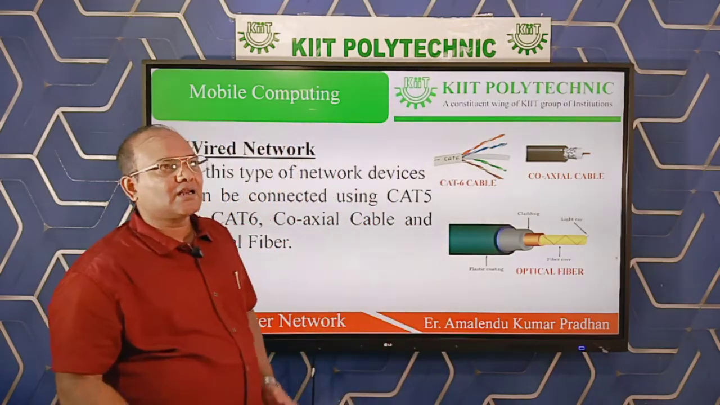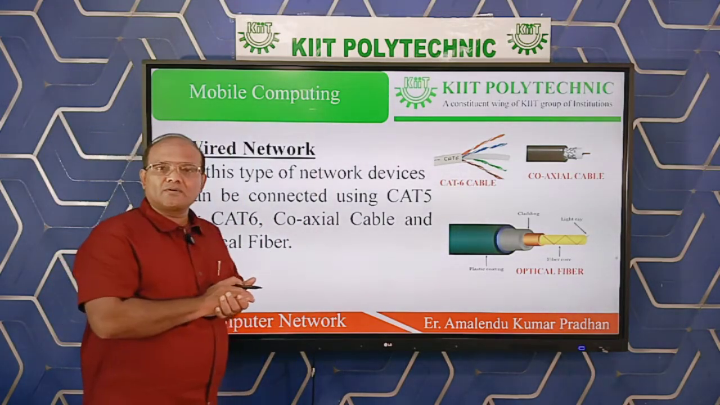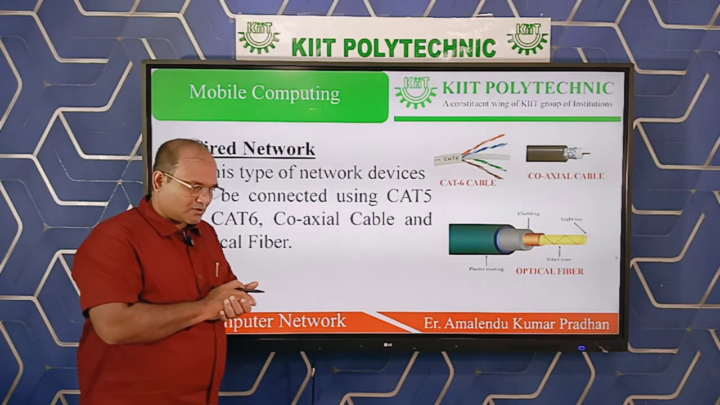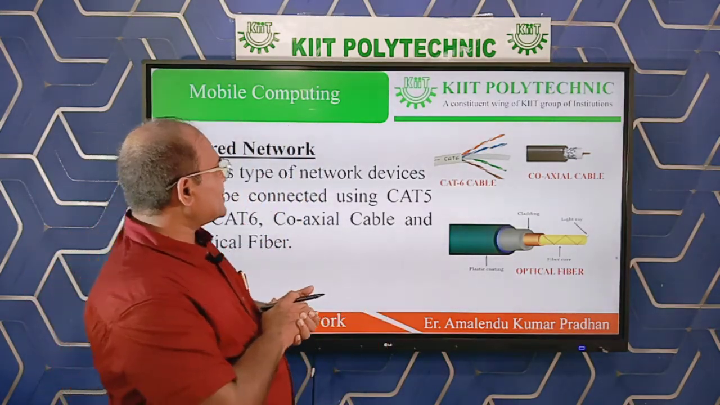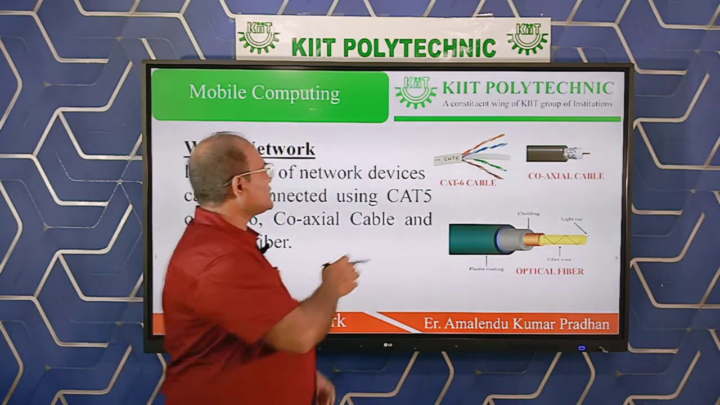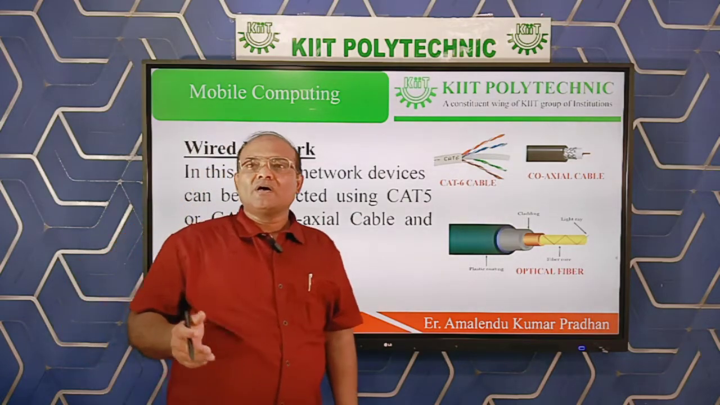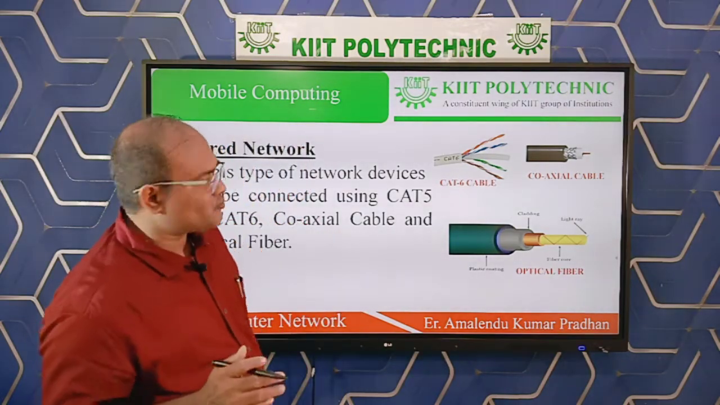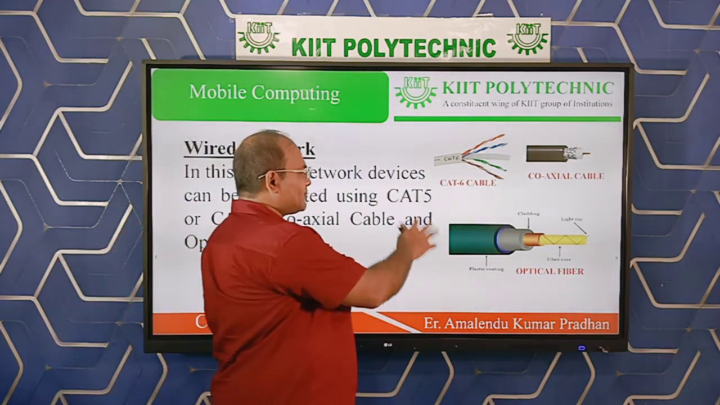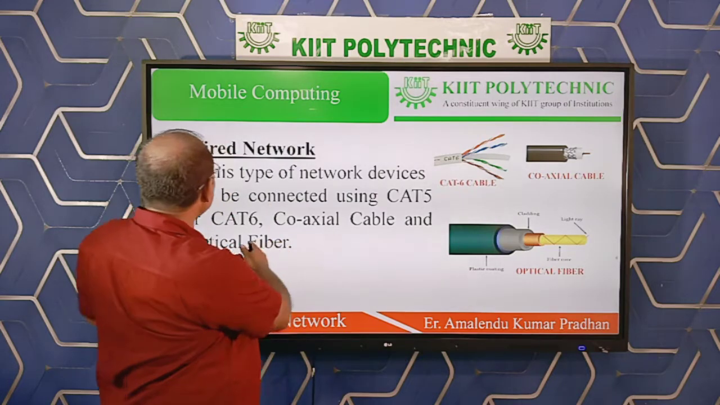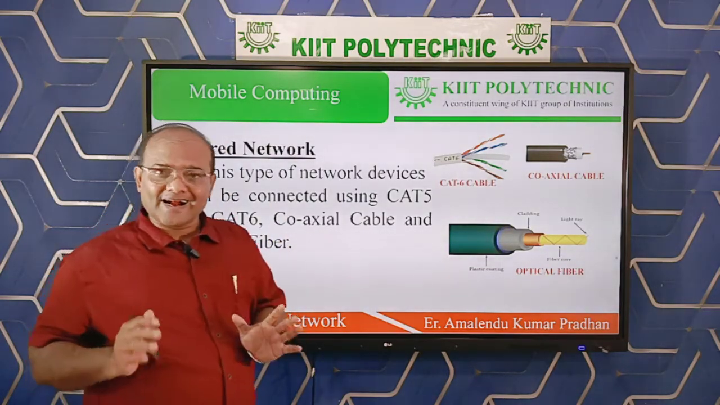Nowadays we are not using coaxial cable much, because coaxial cables are now used for TV networks like DTH connection. Wahi pe use hota hai. But in computer networking we mainly use Cat6 or Cat5 cable. Now we are using Cat6 cable; a few years ago we were using Cat5 cable. This is the cabling, also known as guided media. Wired network is also known as guided media.